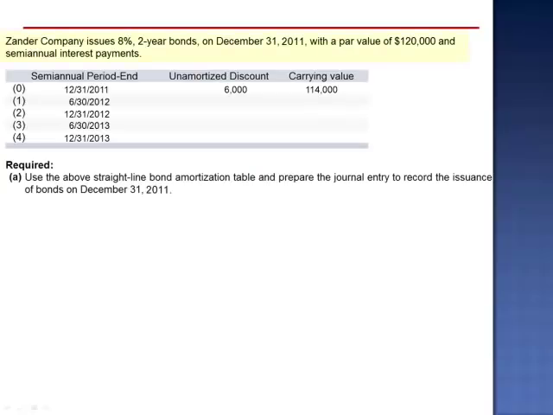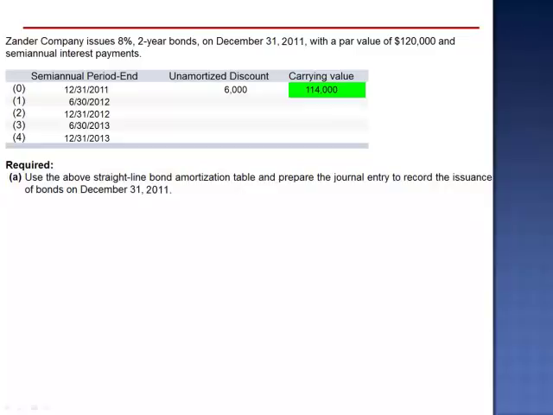Exercise 8. Zander Company issues 8% two-year bonds on December 31, 2011, with a par value of $120,000 in semi-annual interest payments. And we're asked to use the above straight-line bond amortization table and prepare the journal entry to record the issuance of the bonds on December 31, 2011.